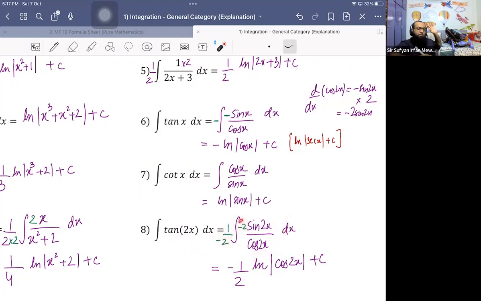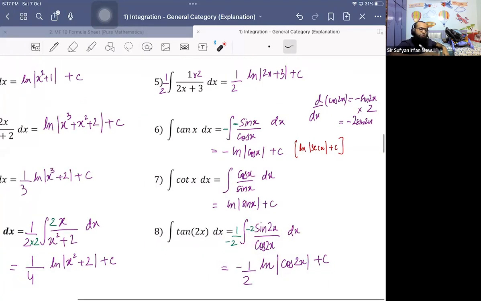Then we have taken, sorry, minus 2 sine 2x, my bad. Cos 2x when differentiated gives us minus 2 sine 2x. So I've taken minus 2 in the numerator and also in the denominator. Then this 1 upon minus 2, which is minus 1 upon 2, will be copied, and this will be integrated and give us ln cos 2x. So it's minus 1 upon 2 ln cos 2x plus c.